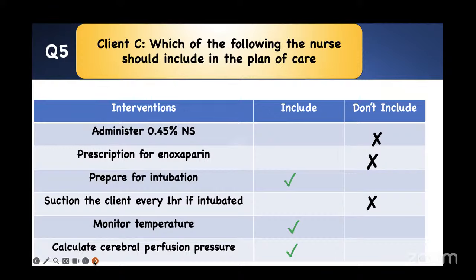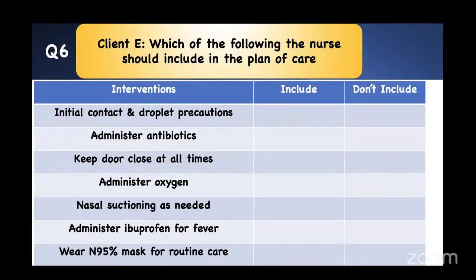Now, I pick another patient, patient E, a patient who is less than 6 months old, a very young patient. So what do you think? RSV, bronchiolitis, what are the things you need to do? This is infection control. Do you initiate contact or droplet precaution? Do you administer antibiotic? Should you keep the door closed at all times? Should you administer oxygen for this patient? Suction them as needed? Administer ibuprofen for fever? Wear N95 masks for routine care?